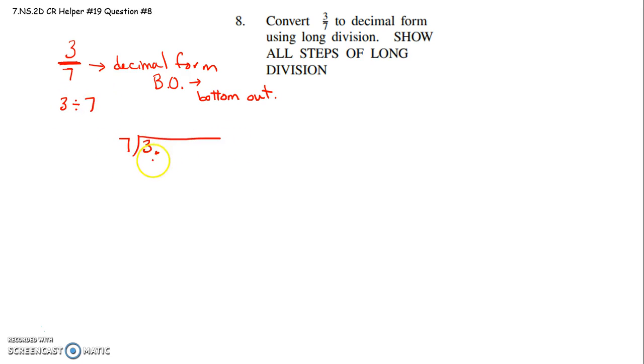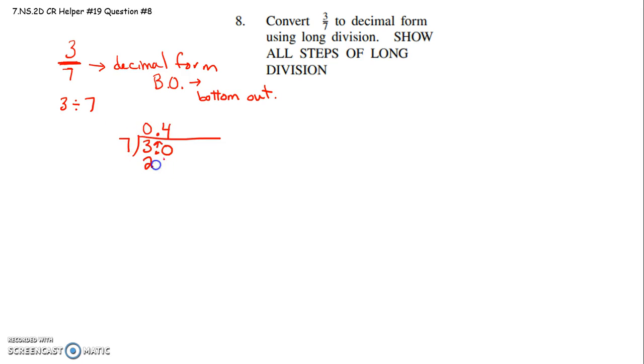How many times does 7 go into 3? 7 goes into 3 0 times. Now I need to drag up that decimal point. I put a 0 here. So now I say 7 into 30. How many times does 7 go into 30? 7 goes into 30 4 times.